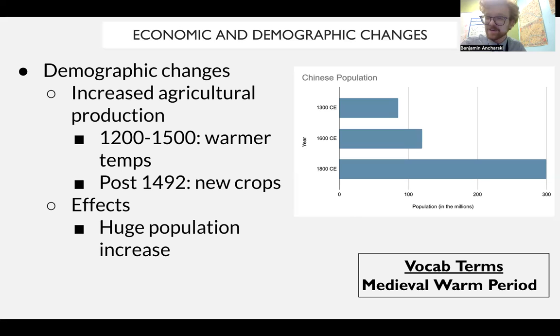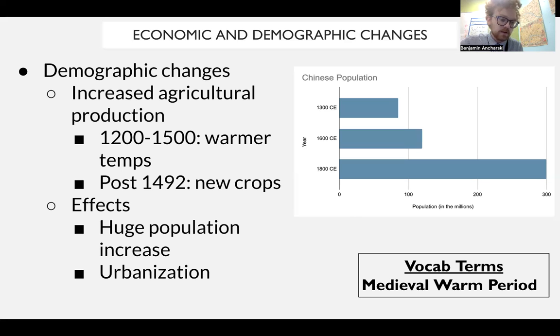By 1600, towards the end of the Ming Dynasty, we see a population growth to 120 million. And then by the 1800s, it's almost 300 million. It's almost 9,000. No, it's almost 300 million.